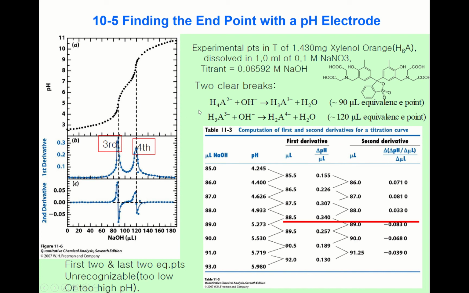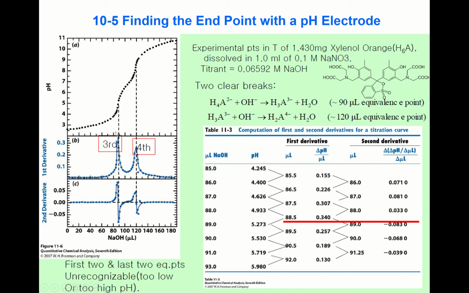But here the topic is finding the end point. What's the difference between end point and equivalence point? The equivalence point is the theoretical point, but experimentally we find the end point. We simply assume this end point is very close to the equivalence point. So the end point is the experimental point. How do we find the end point here?